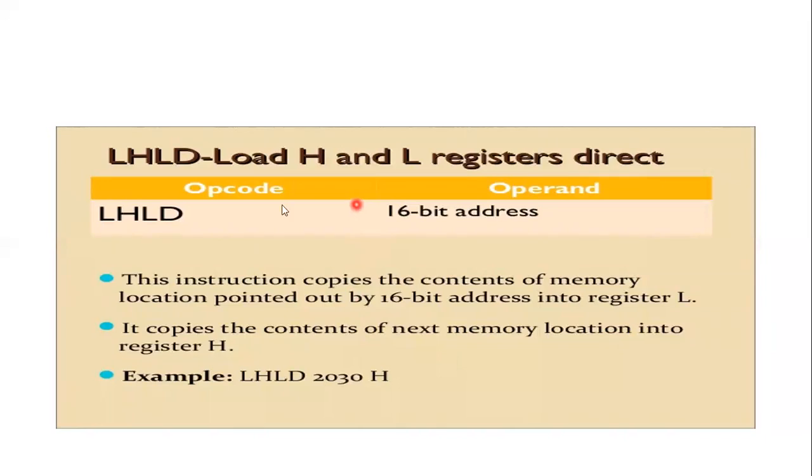The next instruction, LHLD, load H and L registers direct. So opcode is LHLD, the operand is a 16-bit address. So this instruction copies the content of the memory location pointed to by the 16-bit address into the register L. It copies the content of the next memory location into the register H. So an example is here, LHLD 2030.